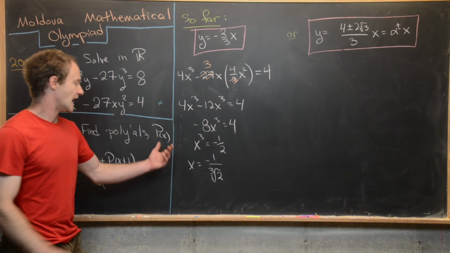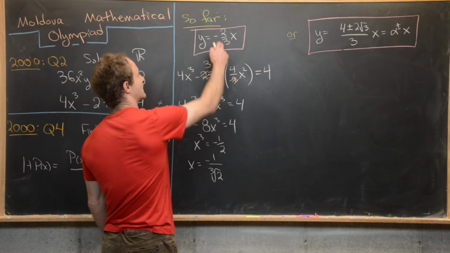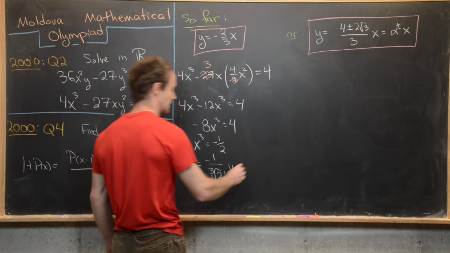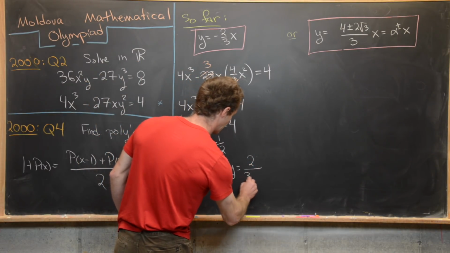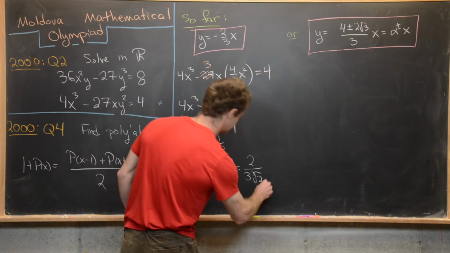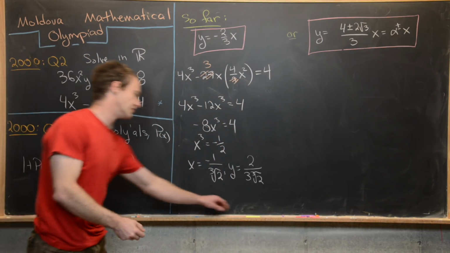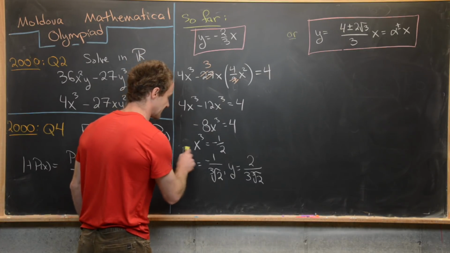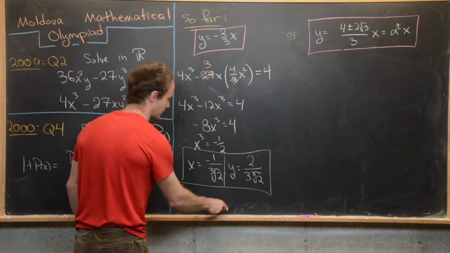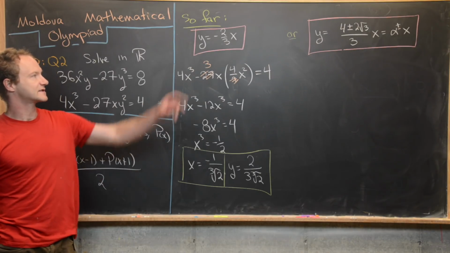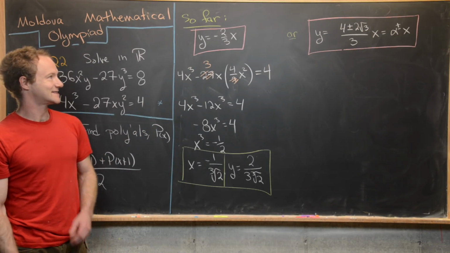Great. And then similarly, we can plug this into y, and we'll see that y is going to be equal to 2 over 3 times the cube root of 2. Maybe there's some rationalization of the denominator that you could do, but I don't find that super necessary in this case. So this is our ordered pair of our solutions. Okay, sweet. Now let's go ahead and move on to this next setup.